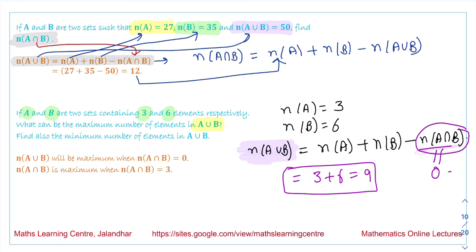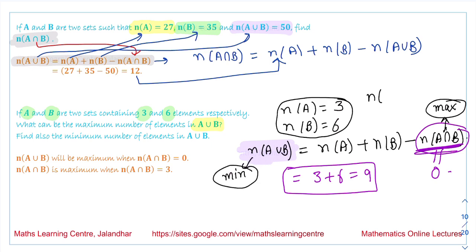be there when A and B, they are disjoint. And the minimum value that A union B can have, it is when, what is the number of elements in A is 3 and number of elements in B is 6. So it means when this value is maximum, this value will be minimum. So the maximum value of number of elements in A intersection B, it can be 3.